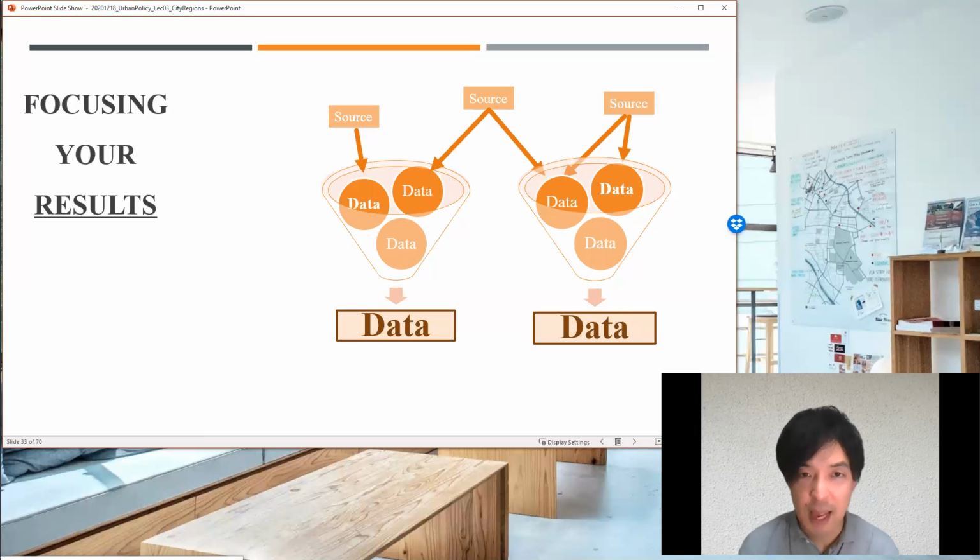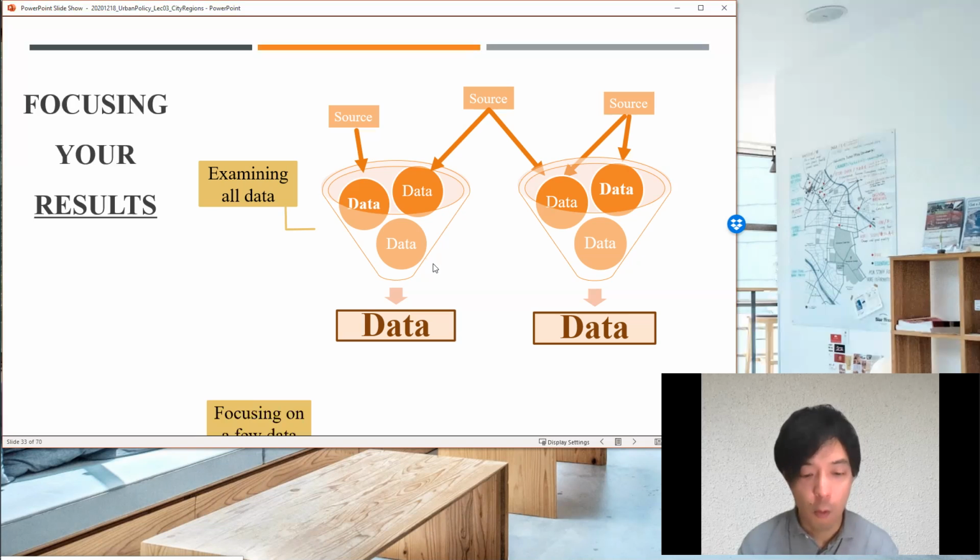There are basically two steps. First, you should examine all the data that you found in your sources. I mean, if you read articles, then you should read through the sentences and figures in the article. So you should examine all the data. However, after examining all the data, you shouldn't use all of them. So second, you should pick up one or two of these data.